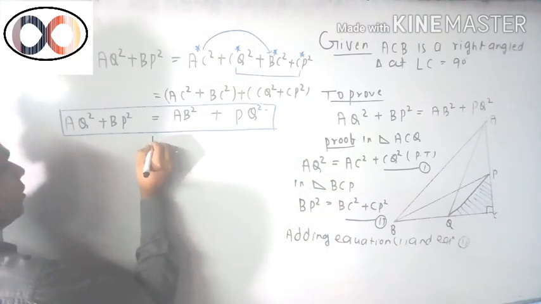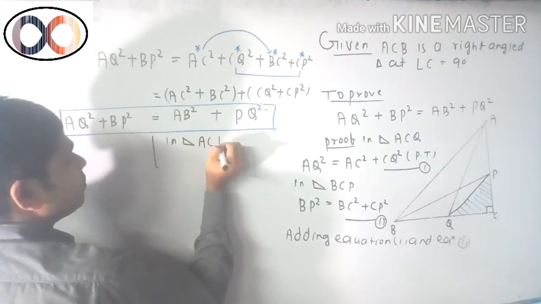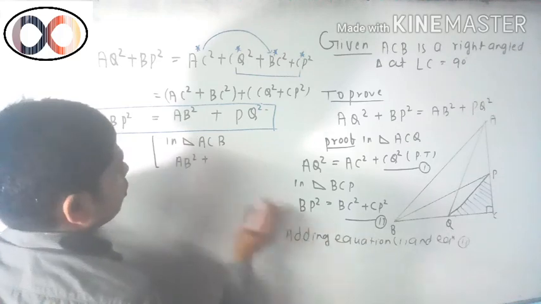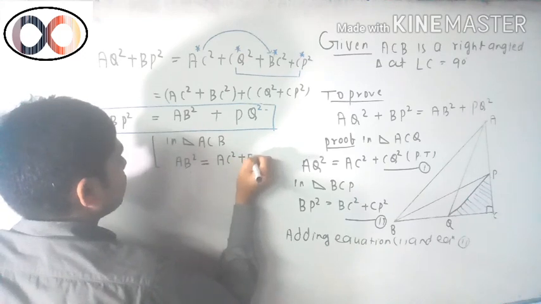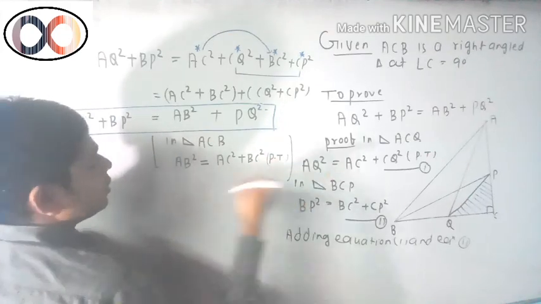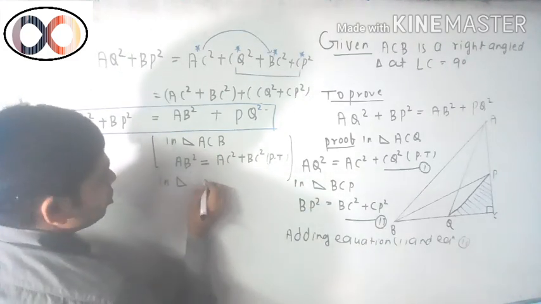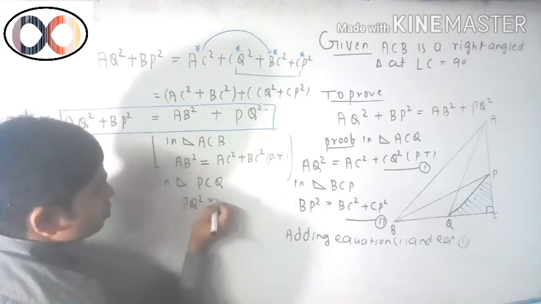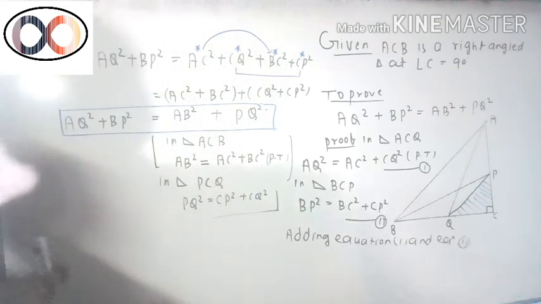Suppose in right angle triangle ACB, you can write here AB square equals AC square plus BC square due to Pythagoras theorem. Then in right angle triangle PCQ, we can write here PQ square equals CP square plus CQ square. Okay, students, so this is the question.